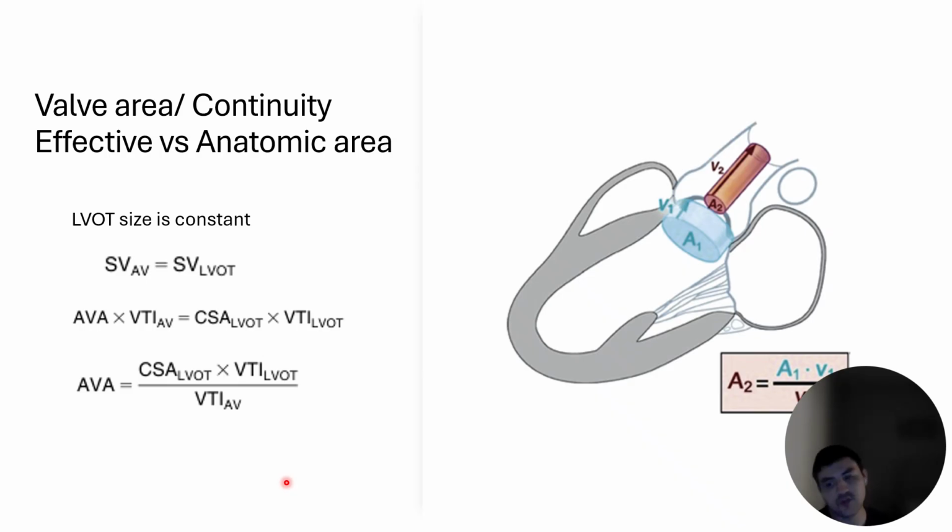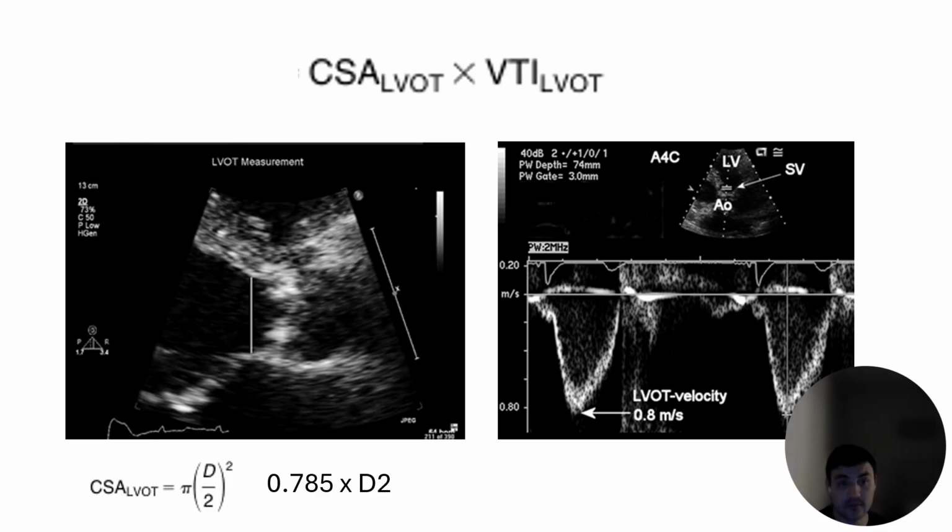This is by the continuity equation. Sometimes when you do a dobutamine stress test, you don't measure the LVOT. Why? Because the LVOT size is constant. You just measure the VTI of the LVOT and the VTI of the aortic valve. We're going to see more examples later on.